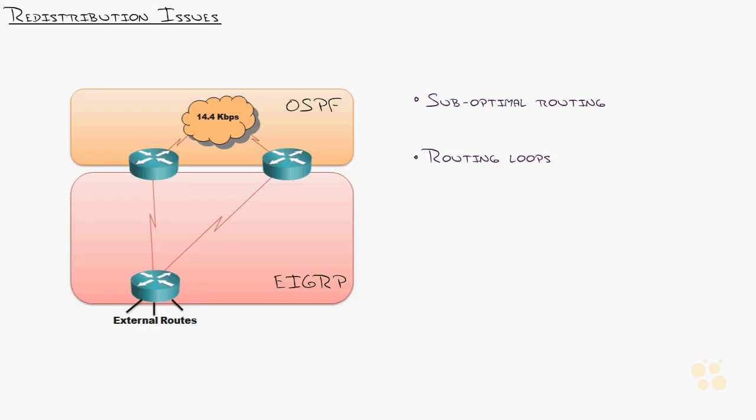If route redistribution is that easy to do, then why is it not a CCNA topic? Well, because it can blow up your network. Let me show you how to blow up your network. Let's start with routing loops.